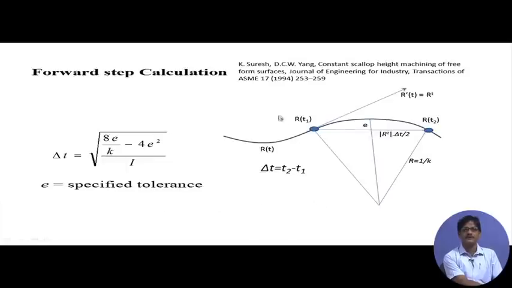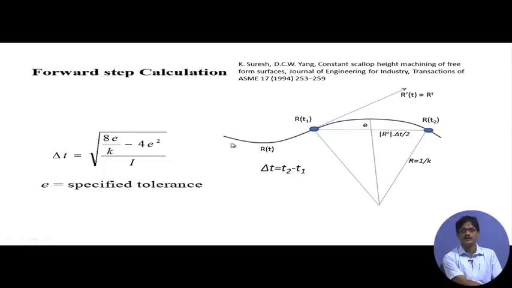In isoscallop machining, in this particular publication, the forward step was found out without iterations. We had iterations in case of isoplanar machining to find out the forward step, but here the forward step was found out without iterations, and it was expressed as a parametric increment along the cutter path, which is expressed as a function of a third parameter t on the surface R u w.